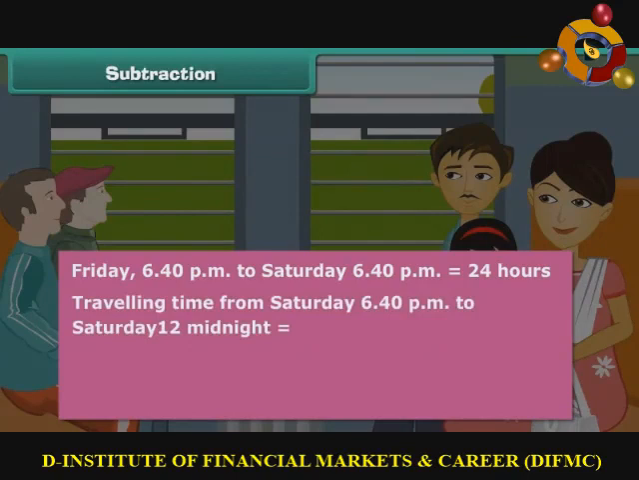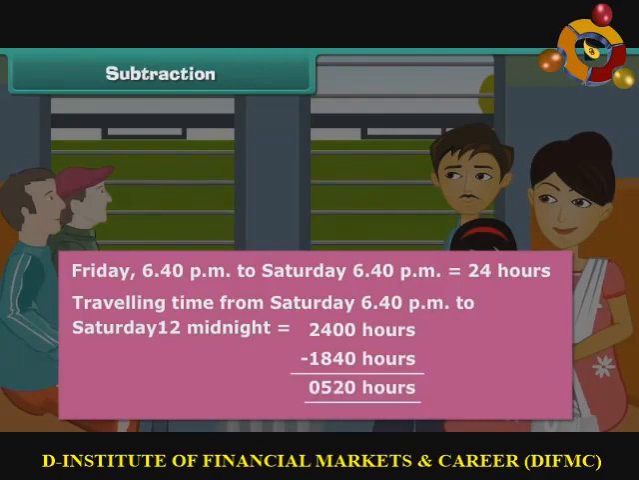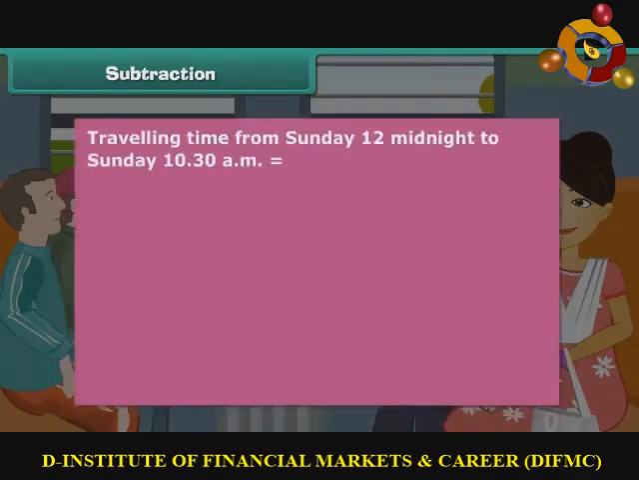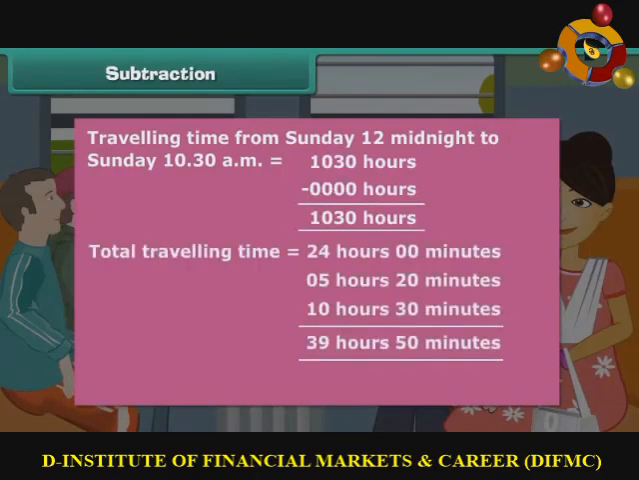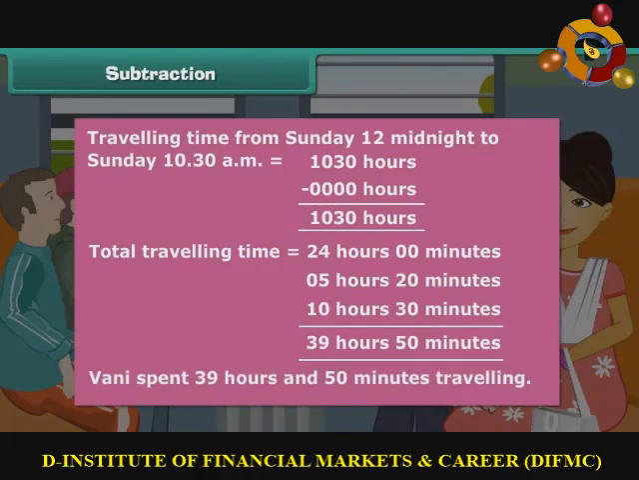Travelling time from Saturday 6:40 p.m. to Saturday 12 midnight is equal to 2400 hours minus 1840 hours, which is equal to 5 hours and 20 minutes. Travelling time from Sunday 12 midnight to Sunday 10:30 a.m. is equal to 10 hours 30 minutes. Total travelling time is equal to 39 hours and 50 minutes. Therefore, Vani spent 39 hours and 50 minutes travelling.